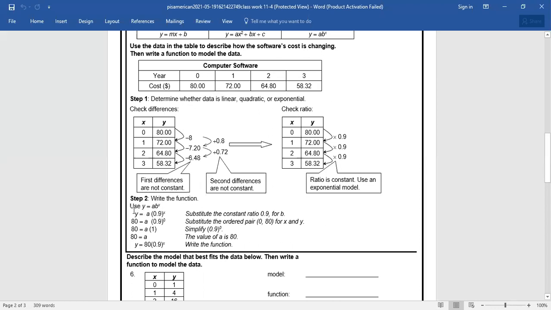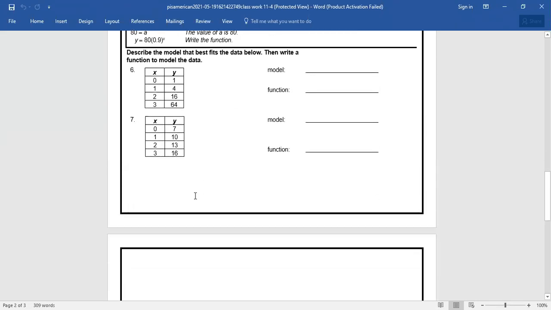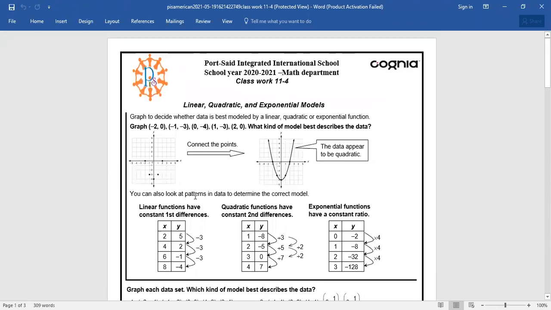We said before, the equation for the function will be a b to the power of x. So this was our lesson today, and you have this sheet. It's classwork 11.4 in our SMS. Anyone have a question before we end, grade 9?